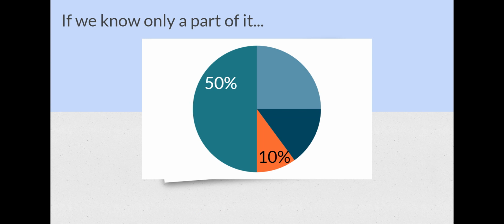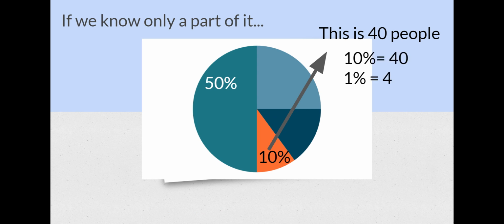Next, if we only know a part of it, how do we know the rest of it? Well, let's say we know that this 10% is 40 people. We can make an equation: 10% equals 40. When you change it to 1%, you divide it by 10, so 40 divided by 10 is 4. Now you know that 1% is 4, you can find anything.